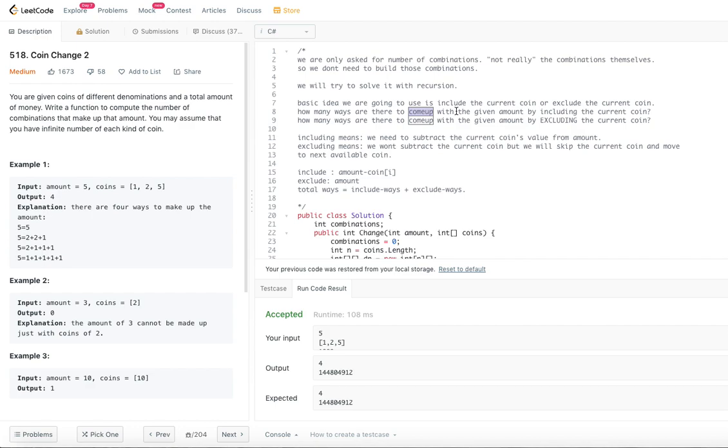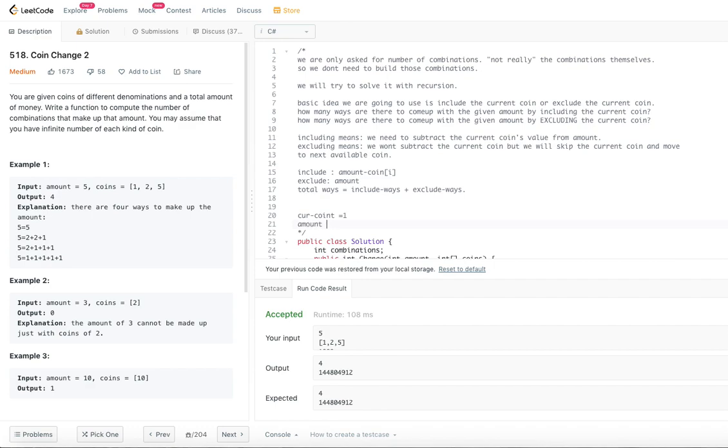So what is meant by including and excluding here? Including means we are trying to subtract the coin from the current amount. So let's say my current coin is 1, I mean the denomination 1 I am talking about, and the amount is 5.